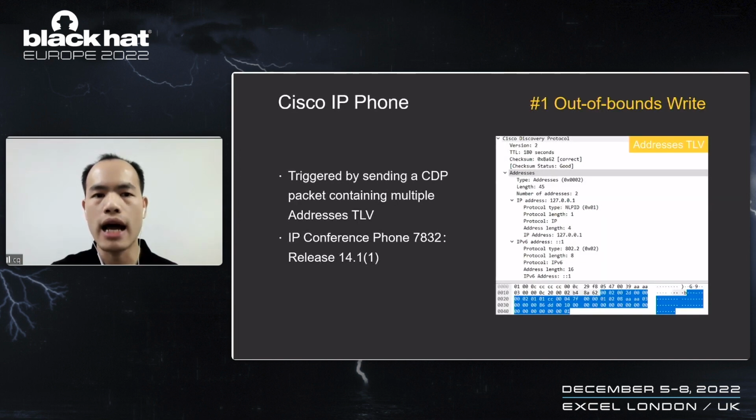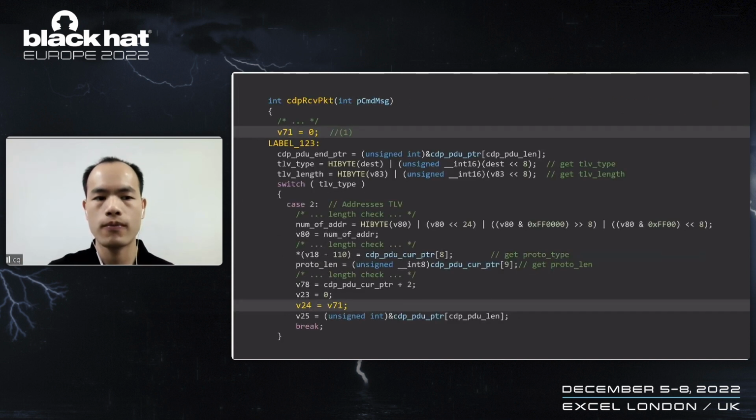First, start with an out-of-bound write vulnerability affecting Cisco IP phone. It can be triggered by sending a CDP packet containing multiple addresses TLV. The IP conference phone 7834 with version 14.11 is used in this example. On the right is an example of a CDP packet containing addresses TLV.